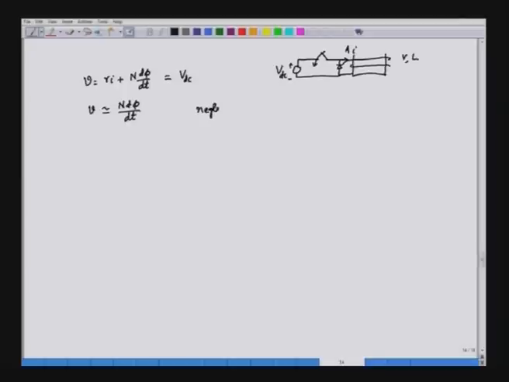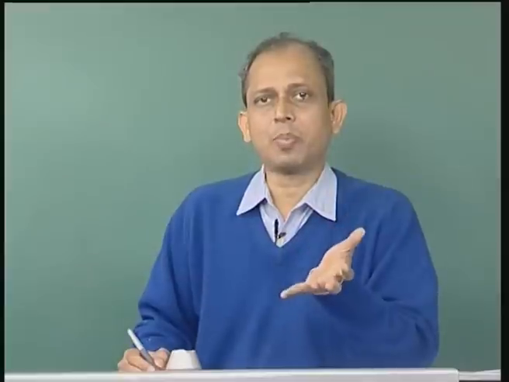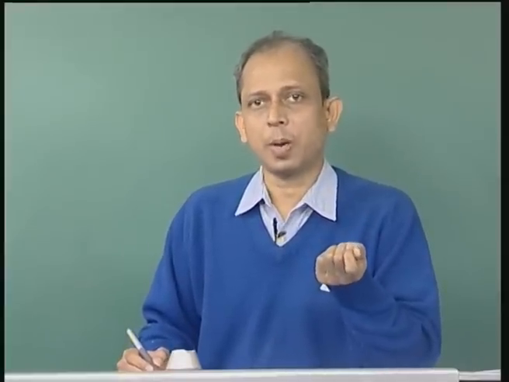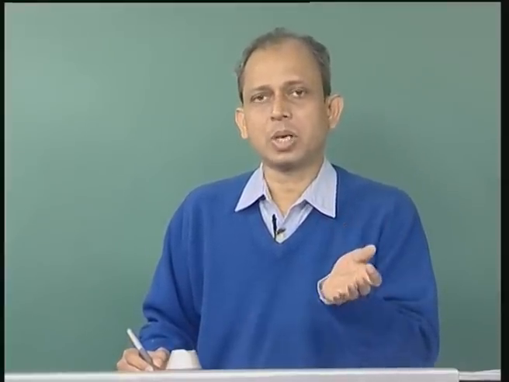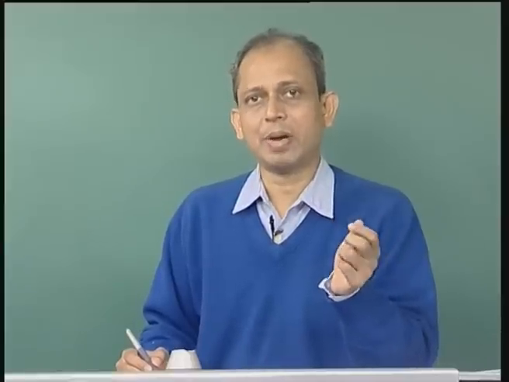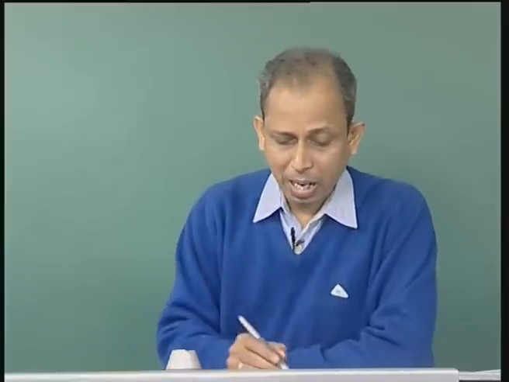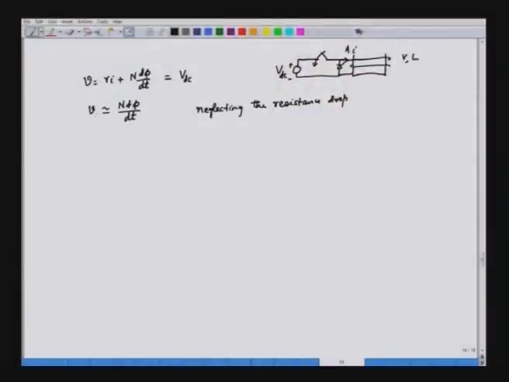neglecting, we make some simplification, neglecting the resistance drop. The resistance drop is usually small compared to the induced EMF. So, if the winding is made up of copper, the resistance is very small. So, we can ignore the resistance drop compared to the induced EMF, that is N d phi by dt. So, if we do that, we can say that V is approximately equal to N d phi by dt, that is equal to VDC, and we need to find out what is phi.